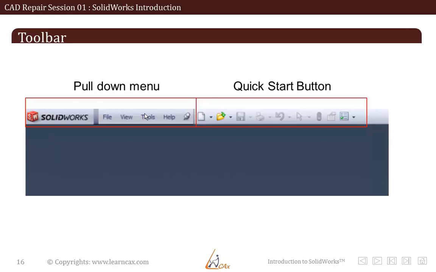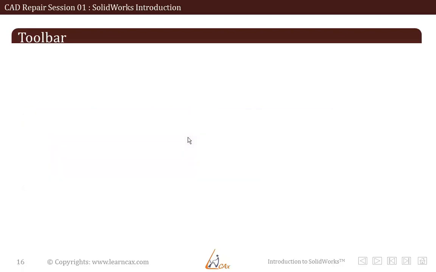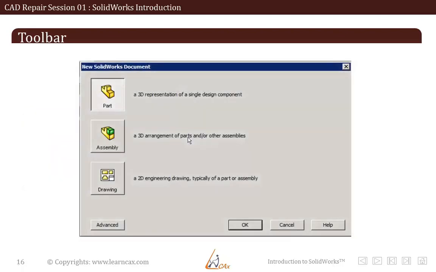Now let's begin by creating a new document. In order to do that, you can press the new file icon or else go to the file menu and select new. You can even press Ctrl+N on the keyboard. The new SolidWorks document window opens. Here we have options to create part documents, assembly documents and drawing documents.